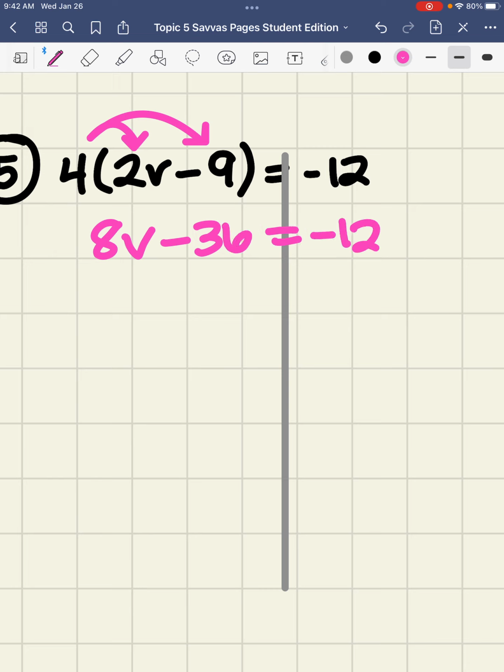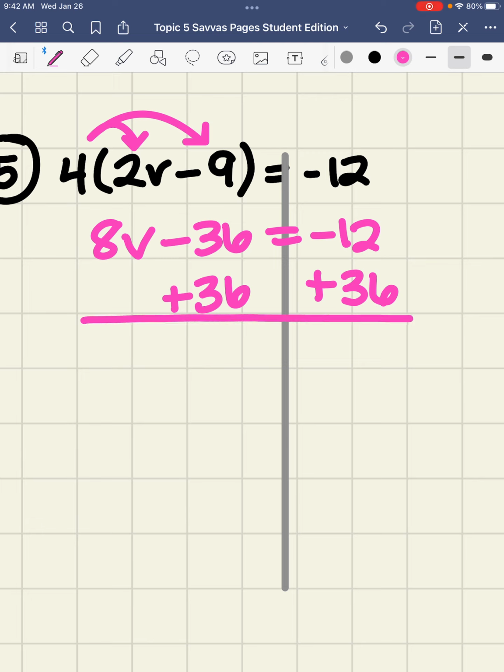Now I've got to get that v by itself. But let's first make sure I don't have any like terms. Do I? Nope. Remember, I'm just looking on one side. I don't have any like terms. So I'm going to solve this like a two-step equation because that's what it is. So to solve this, I'm going to first undo subtracting 36 by adding 36. And I do that to both sides. So on the side with the variable, my 36 cancels out. 8v is by itself. And negative 12 plus 36 is 24.